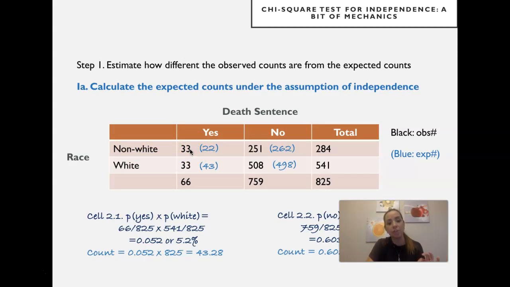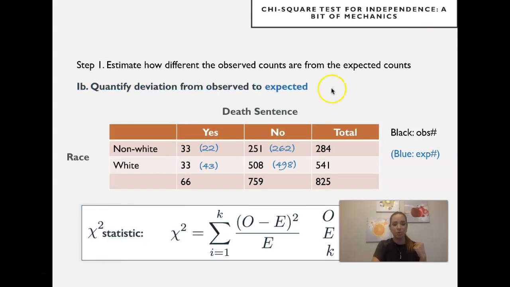Then we have here that the expected number of black individuals that should have gotten the death sentence, if race has nothing to do with that decision about the sentence, should have been 22, and 33 got the sentence. So it's more people getting the sentence than would be expected if death sentence and race were independent. And the opposite is true for the white folks. So are these deviations large enough for us to conclude that really there is a bias there? What's the likelihood of us seeing these deviations under the assumption of independence? So that's where we are. We need to compute that.